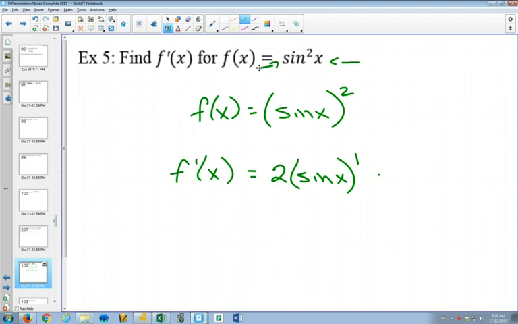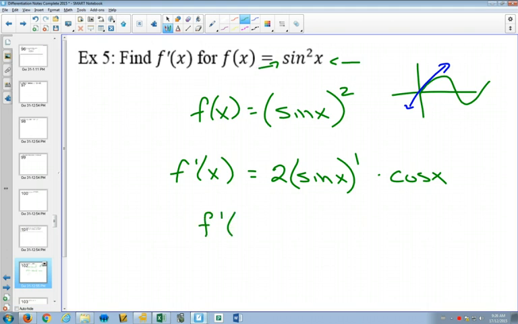What's the derivative of sine? Positive or negative cos? Positive. Again, the way that I remember that, I think of my sine graph, I think about my first slopes. My first slopes are going to have positive values, so it's going to have positive cos. I don't know if that helps you remember it or not. So our derivative, if I take away the brackets, is just 2 sine x cos x, which is an identity. That's pretty cool.